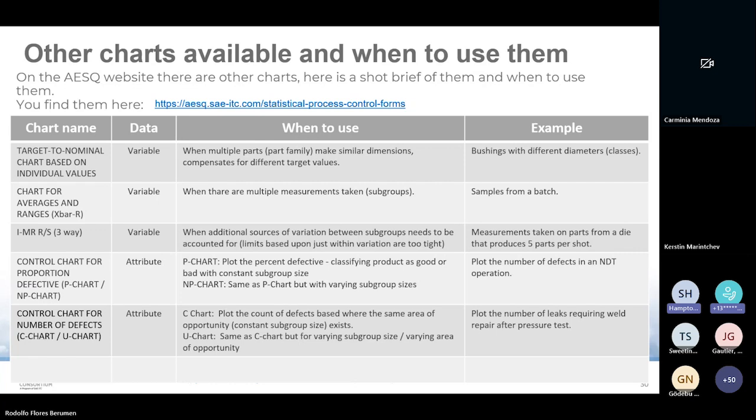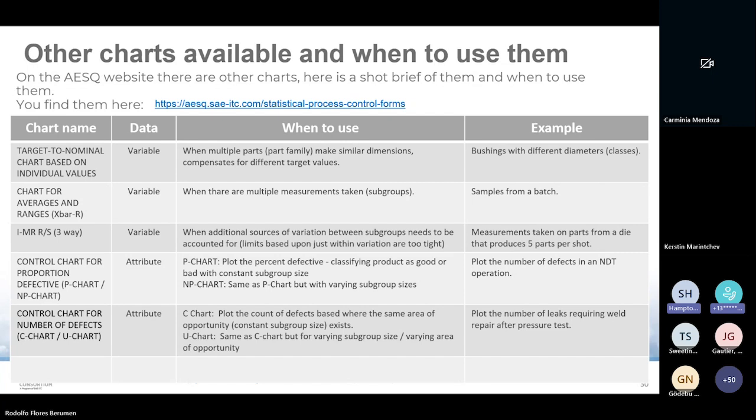But your target to nominal, this is when you have part families. Instead of doing a control chart for each part family, you can put them all into one chart because you're looking at the difference of a value versus the nominal for that family. That way it normalizes across the families, so you can keep it all in one chart. That's a really handy way to keep your control chart density down, so you don't have an excessive number down the floor. That makes it easier for operators and engineers.